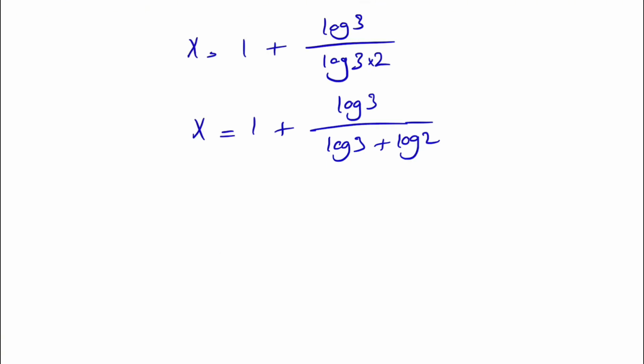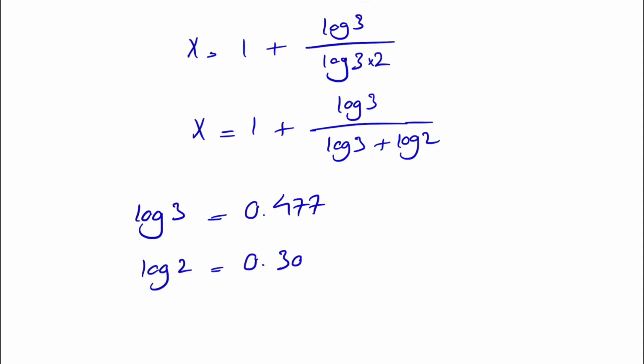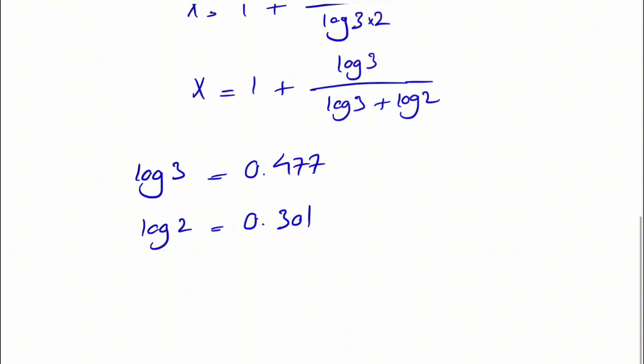And if we calculate the value of the log of 3 and log of 2 with the calculator, for log of 3 we'll get 0.477, and for log of 2 we'll have 0.301. And with these two values, it's easy enough to find x.